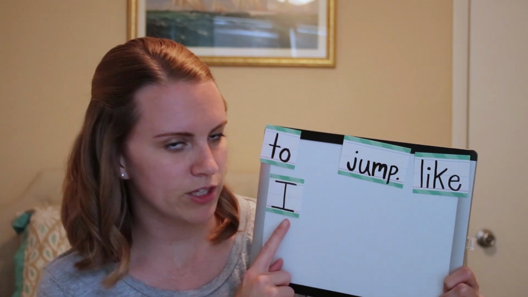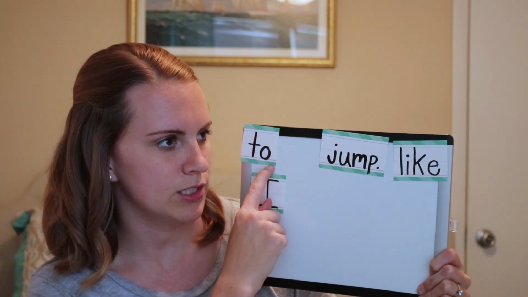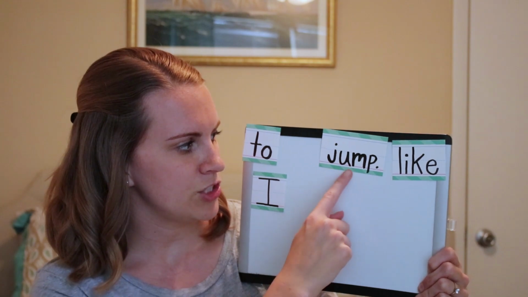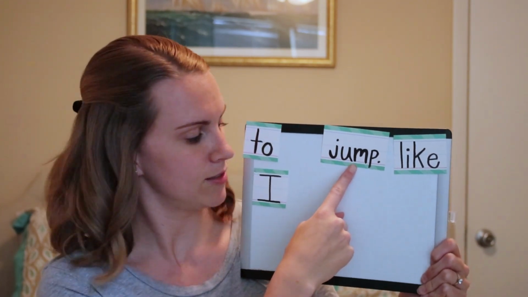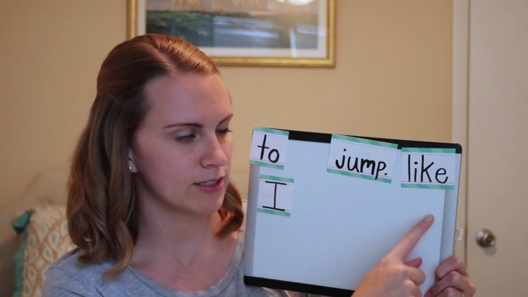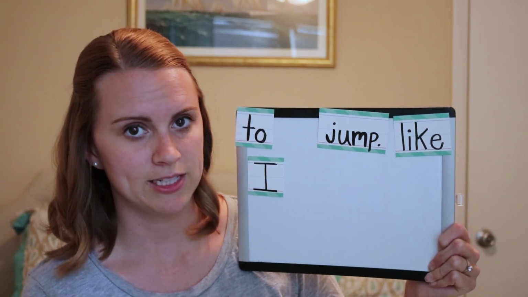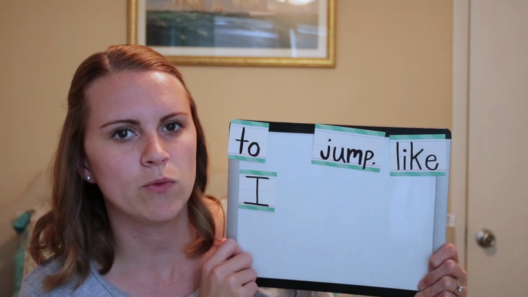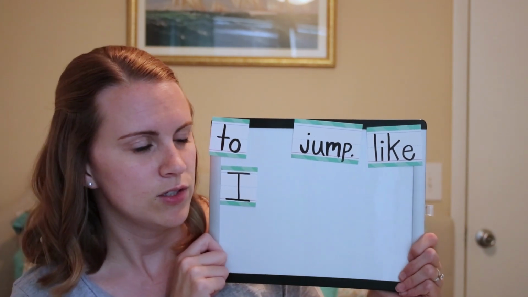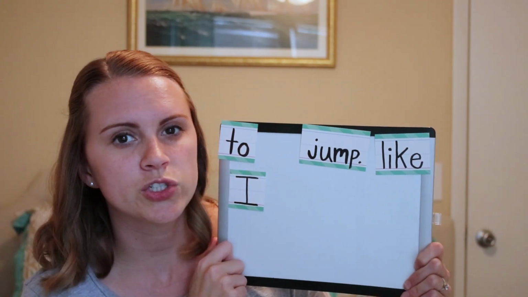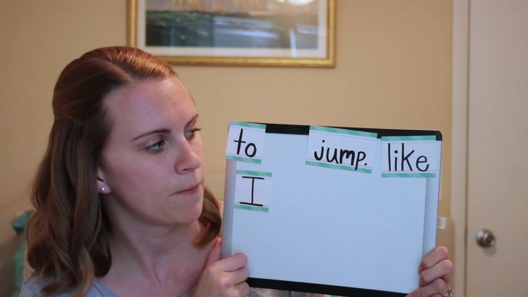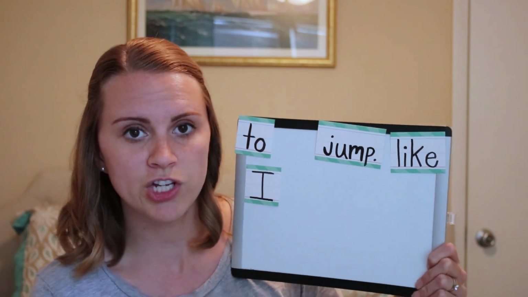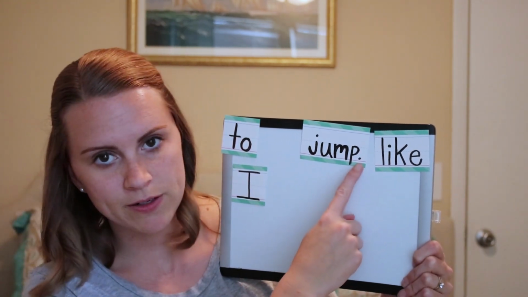All right, so I don't think it is I to. That doesn't really make much sense. Could it be I jump? It could be, yes. Could it be I like? That could also be a possibility. Now, when you look at jump and like, what do you notice about one of them? Do y'all see any punctuation after any of those? That's right, there is some punctuation at the end of jump. And that is a period, right?